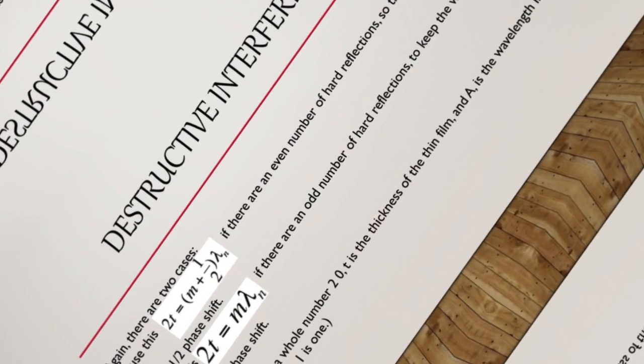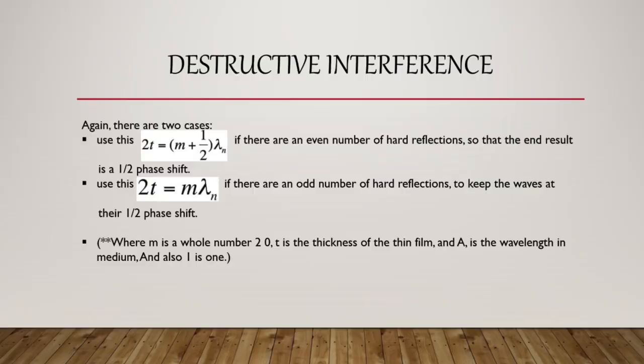Moving to the next, we have destructive interference. Here we have two cases. First, use 2t = (m + 1/2)λn if there is an even number of hard reflections, so that the end result is a 1/2 phase shift. Then use 2t = mλn if there is an odd number of hard reflections, to keep the waves at their 1/2 phase shift. Here also, m is a whole number, t is the thickness of the thin film, λn is the wavelength in the medium, and λ is the original wavelength.